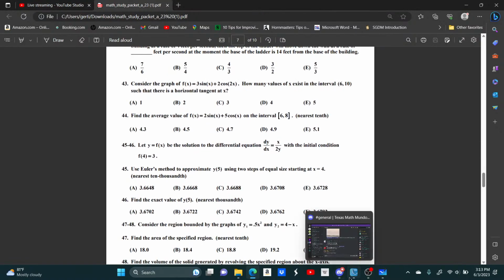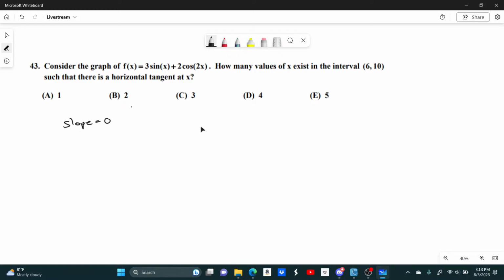That's okay. All right. Anyway, with this problem, so consider the graph. So we're basically just trying to find when the slope equals 0. Which in calculus land we know just means find when the derivative is equal to 0. So if I take the derivative of this equation, the derivative of 3 sine of x is just 3 cosine of x. Then the derivative of 2 cosine 2x is negative 2 sine of 2x. And I'm trying to find when this is equal to 0 on the interval from 6 to 10.